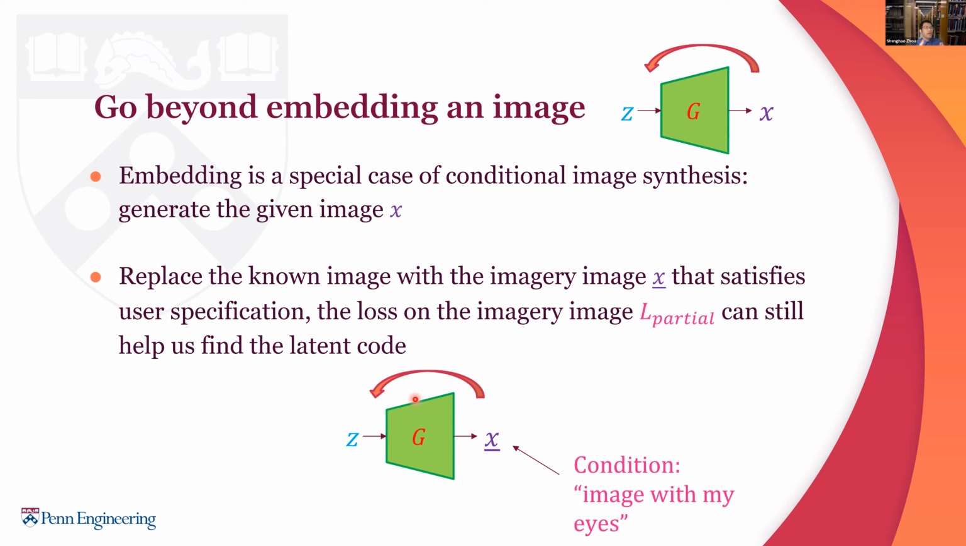We can imagine there is an unknown image. We know something about it, so we can specify some kind of condition on it. For example, the condition might be that I want the image to have a special pair of eyes. We don't know the full detail of the image, but we can still compute some loss based on that. Then we can use the same loss function to guide us, and use the same embedding algorithm again to find the latent code.